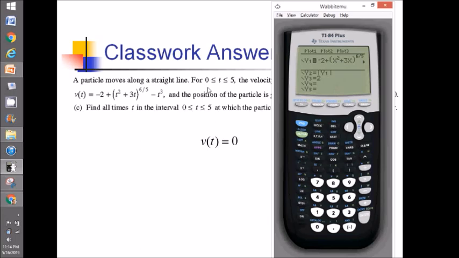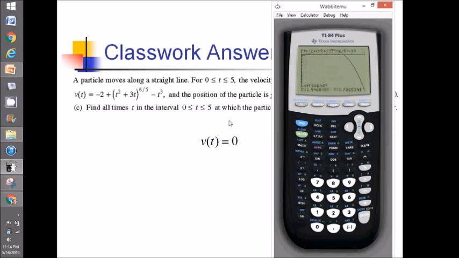And then I want to do that on the window from 0 to 5. So window and 0 to 5. Zoom fit. Let's see what that looks like. All right, there it is. That's interesting. So it looks like we have 2 sign changes in velocity. One of them's right here. One's over here. Let's do second trace and find those zeros now.